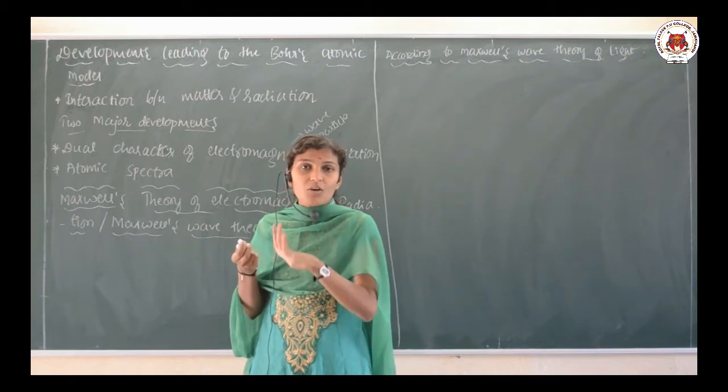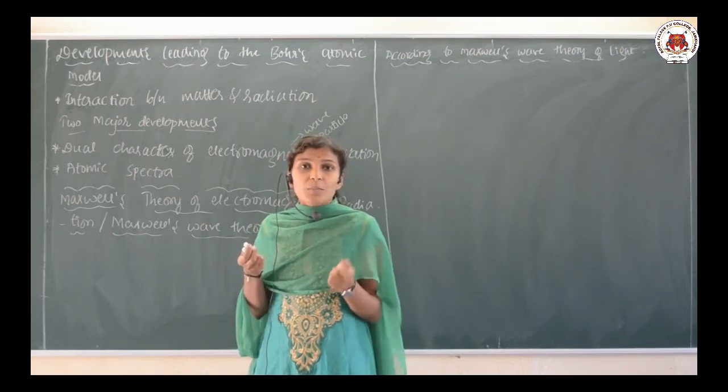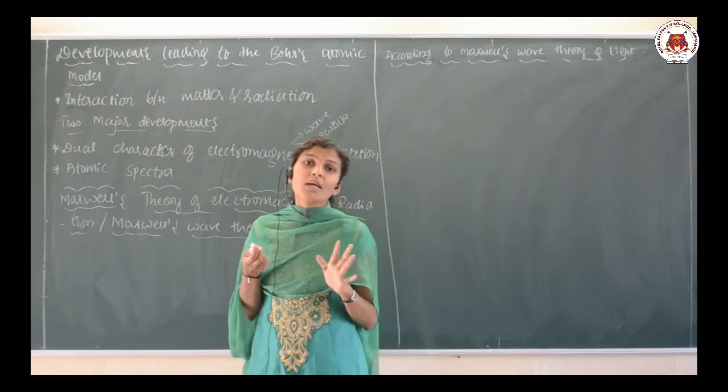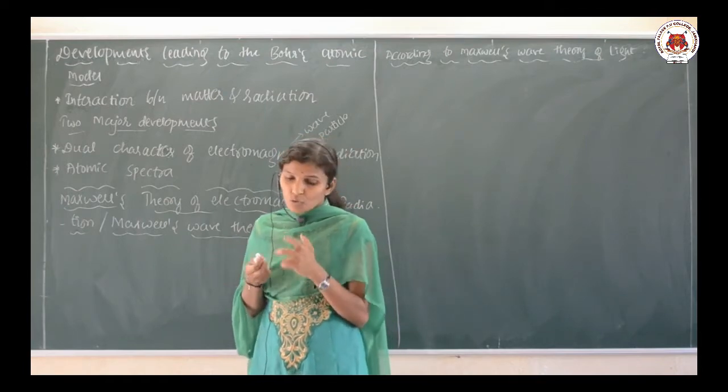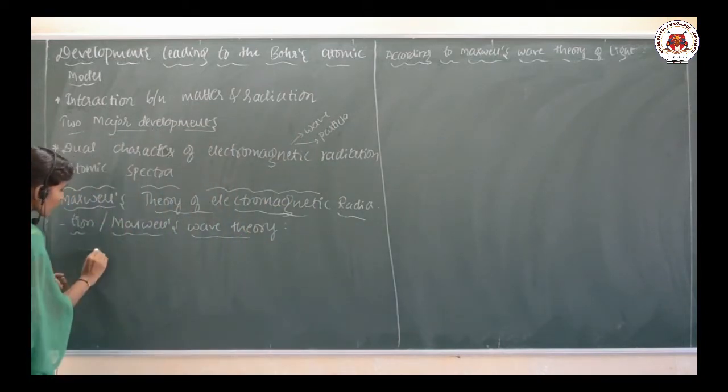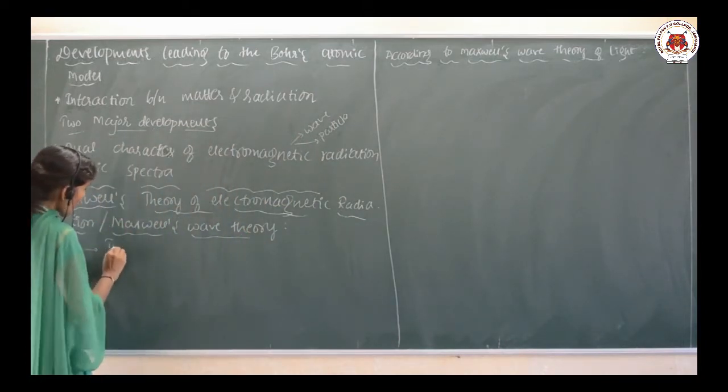The scientist Maxwell was the first who suggested or said regarding the interaction of the charged particle or charged body and the behavior of the electric and magnetic field at the macroscopic level. So he was the one who gave the idea first regarding the interaction of the charged body and the behavior of electric and magnetic field.